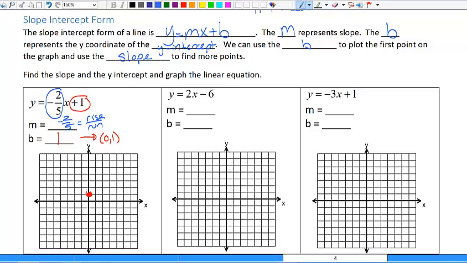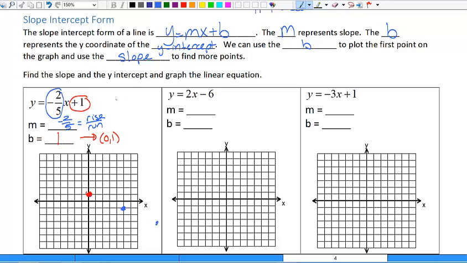1, 2, 3, 4, 5. So I rise negative 2, and I run 5. Now I'm going to erase that because you don't really want to see that, but you're not seeing where my pencil is going as I'm drawing here. So I went down 2, right 5. I could go down 2 and right 5 more, although it would end up off my paper, correct?